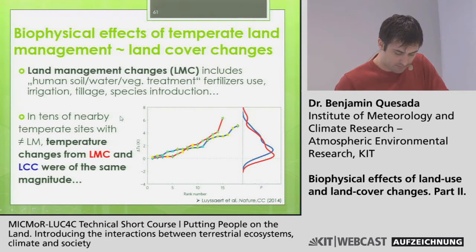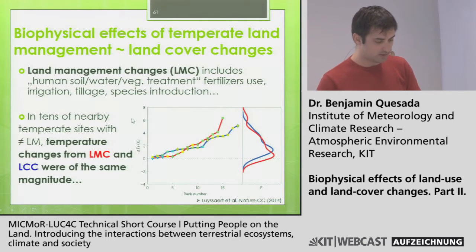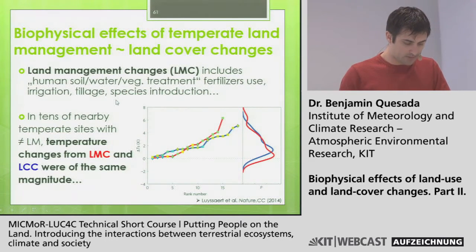And this is maybe a figure that Sebastian will describe in more detail this afternoon. That's a paper of him in Nature Climate Change in 2014, saying that basically the biophysical effects of temperate land management, which is defined as human soil, water, vegetation treatment, use of fertilizers, species introduction, etc., are as important as land cover changes. So in tens of nearby temperate sites with different land management, they found that in temperate regions you have land management changes and land cover changes with the same magnitude.